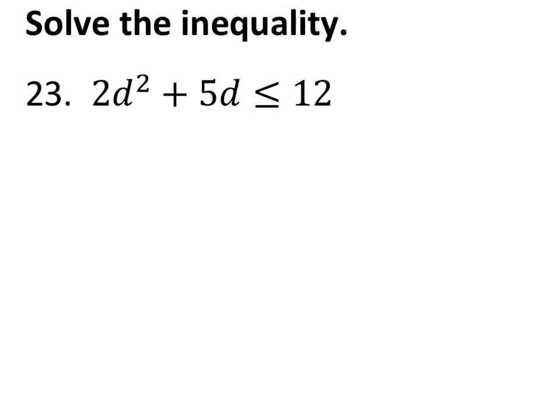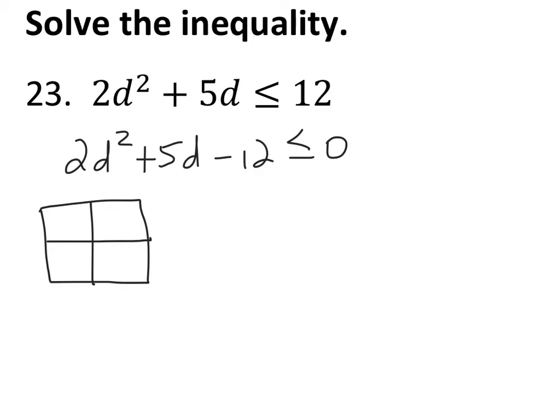All right, in the next problem, we're solving the inequality. So we want to set this one equal to 0 first, and then factor. Now on these, I like to factor using the box method. So the way I do that is I put the 2d squared in the first box and the negative 12 in the last box. And now I'm going to find the factor pairs for 24, because 2 times 12 is 24. I want to find the factor pairs for 24 that add to give me 5, and I find those to be 8 and 3, with the 3 being the negative one. So 8d and negative 3d.